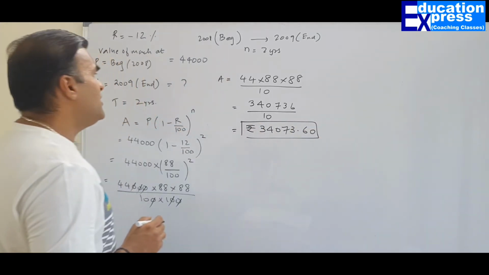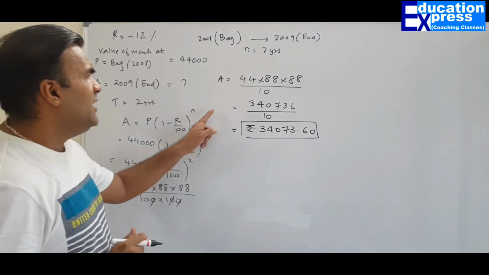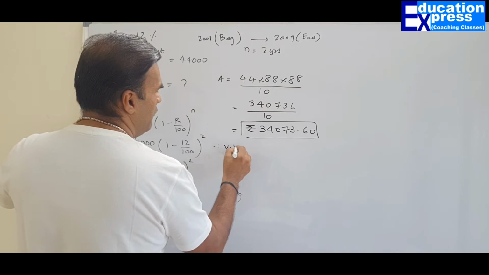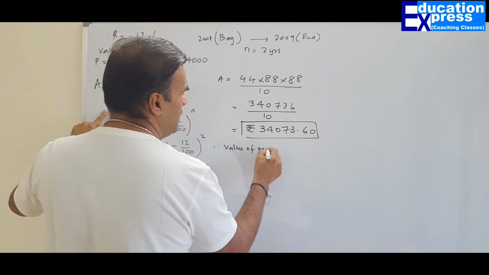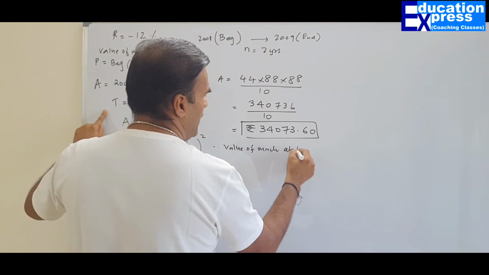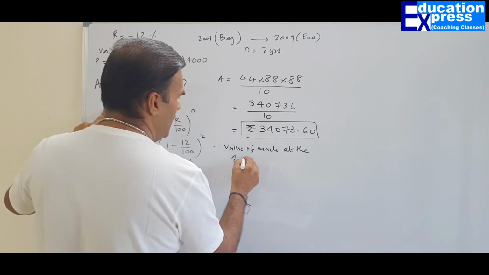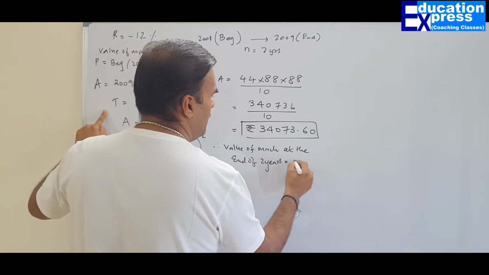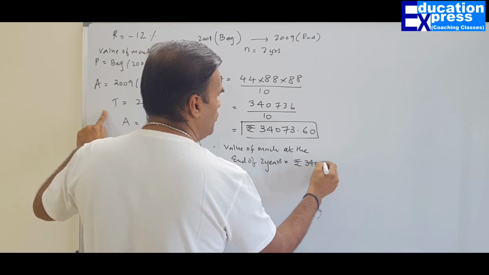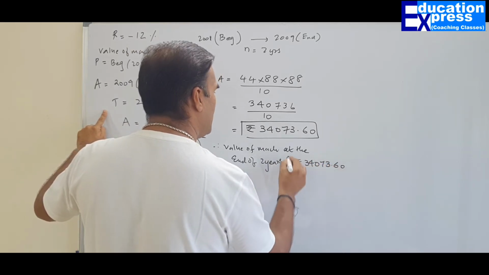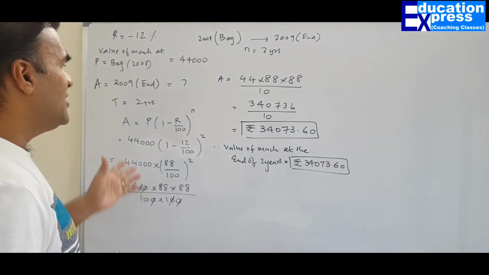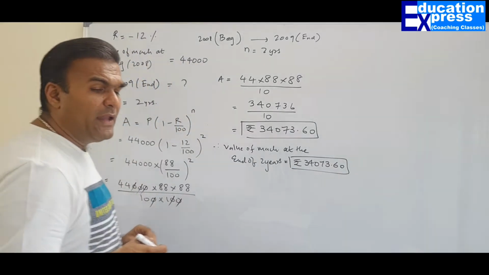So if you are interested in finding out the value of the machine at the end of 2 years, therefore the value of the machine at the end of 2 years would be rupees 34,073.60. My dear friends, such a simple question, but it has a second part as well.